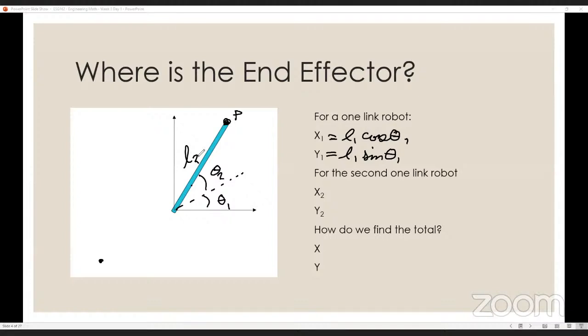Right. So for the second link, if you know theta 1 and theta 2, I think it's pretty clear that based on what we had above, this would just be the total angle, theta 1 plus theta 2. Is everybody cool with that? Because this total angle, let's call that beta.